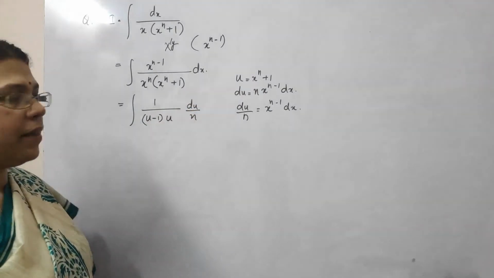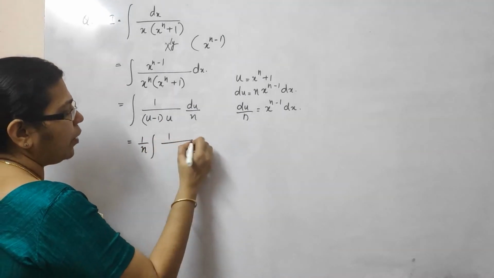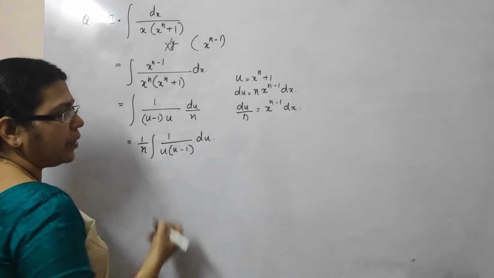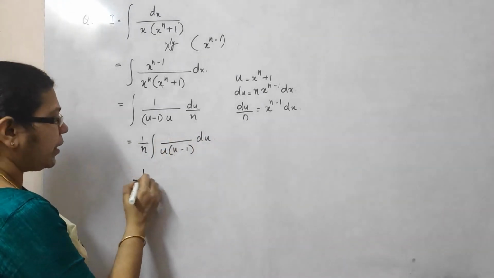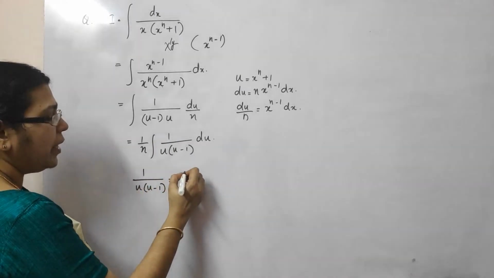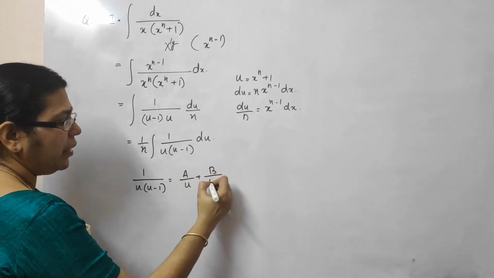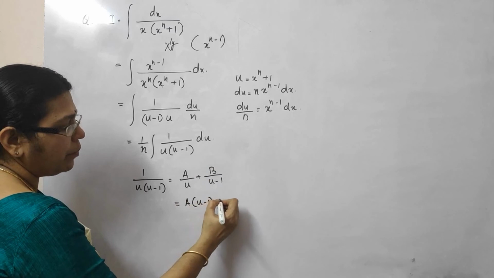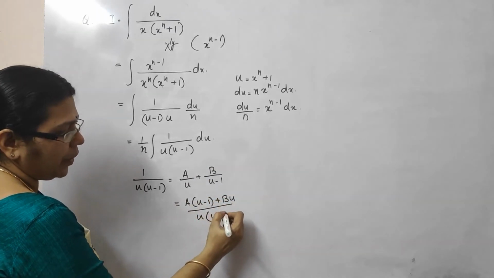Am I clear? Then 1 by n is a constant value kept outside: 1 by u into u minus 1 into du. Now this is a rational fraction, so I may write this 1 by u into u minus 1 as a by u plus b by u minus 1. That is a into u minus 1 plus b into u, by u into u minus 1.